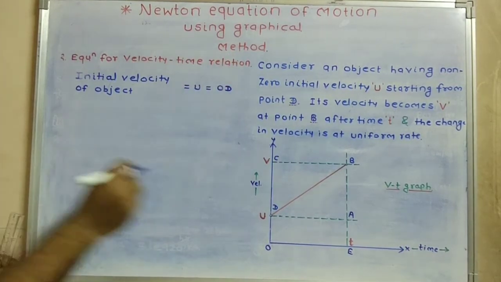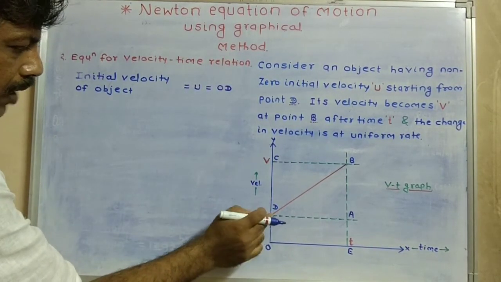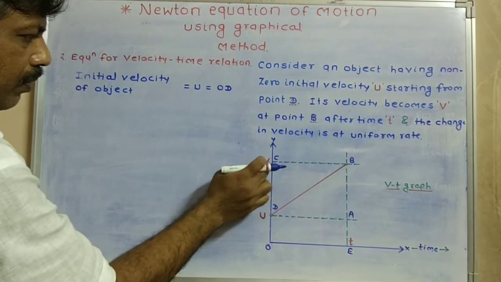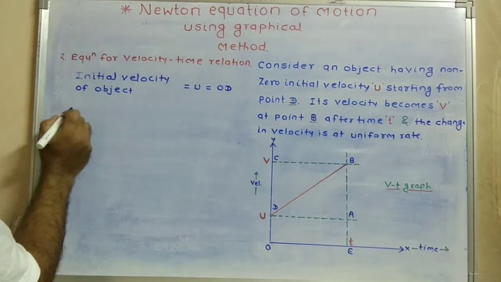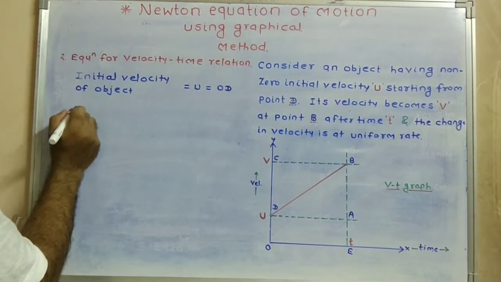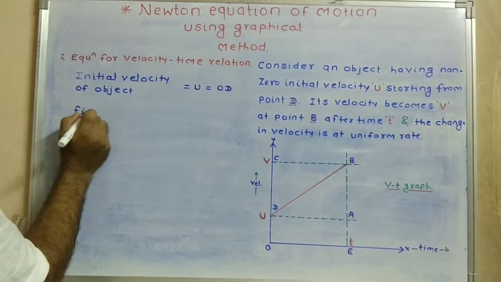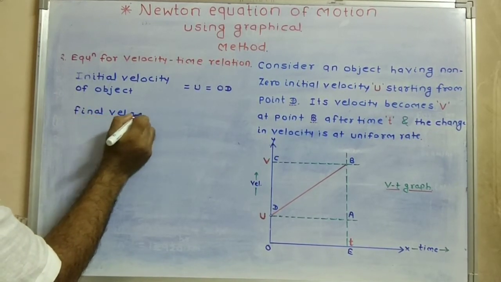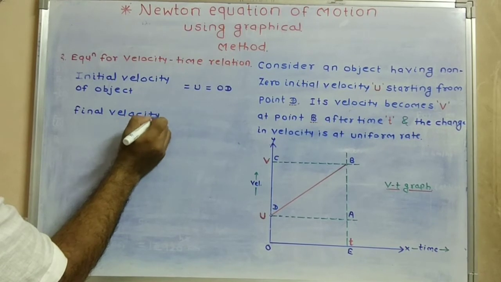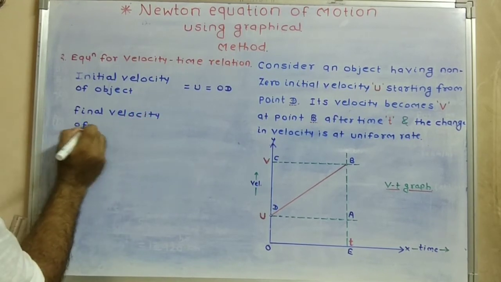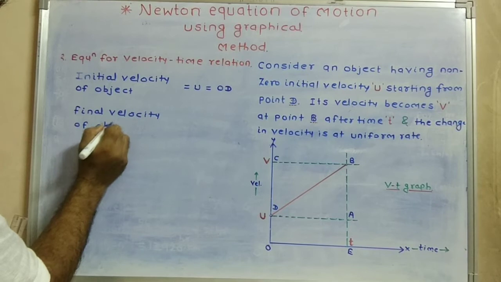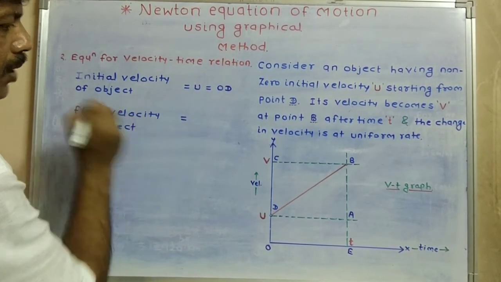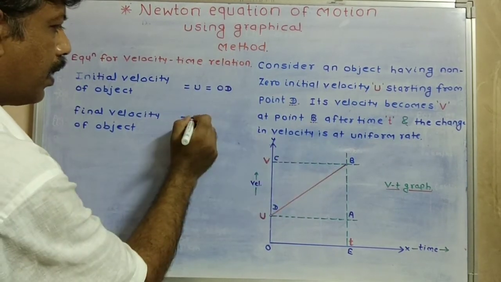Now your object, where did it reach? It reached point B. What is its final velocity? V. Then we will consider which velocity of the object? The final velocity of the object. What is the final velocity of the object? That is equal to v.